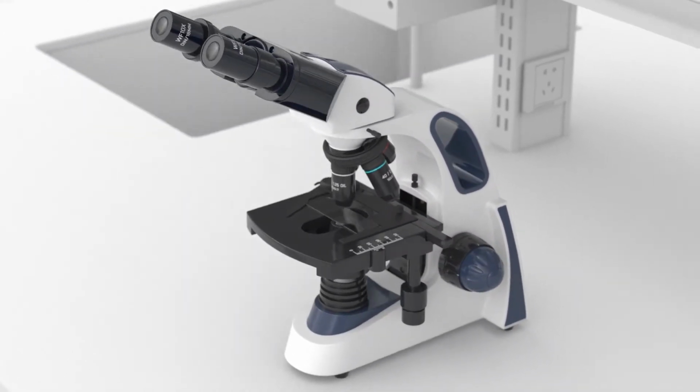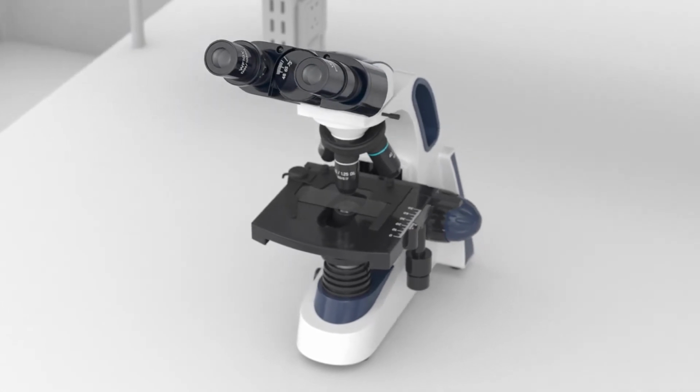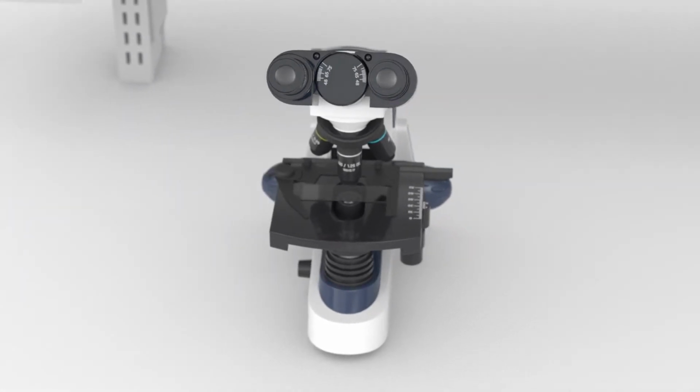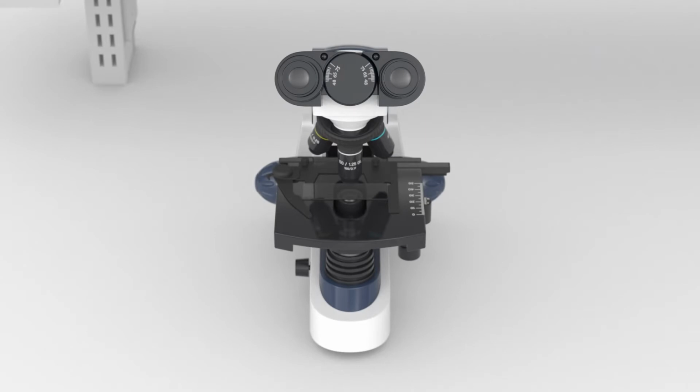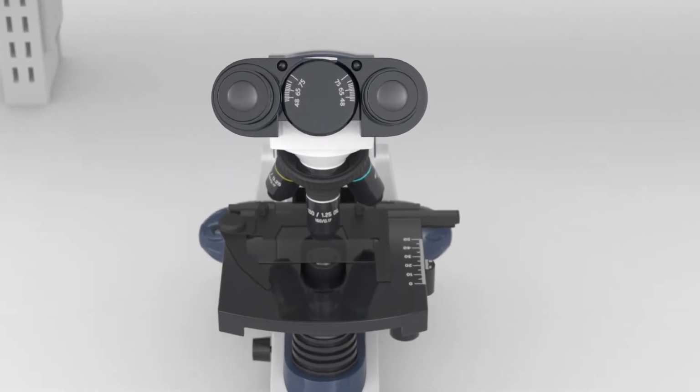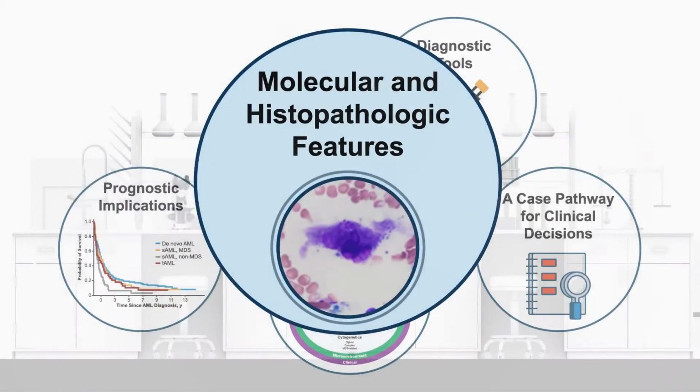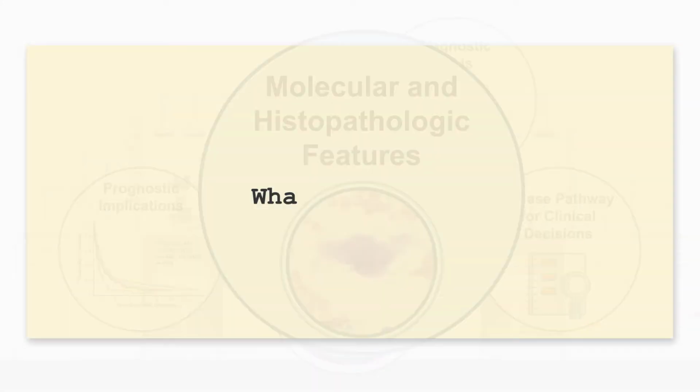We'll start with some basic but important definitions. What is secondary AML? How do we classify it? And what are its relevant molecular features? So with that, let's go through the microscope to find out.